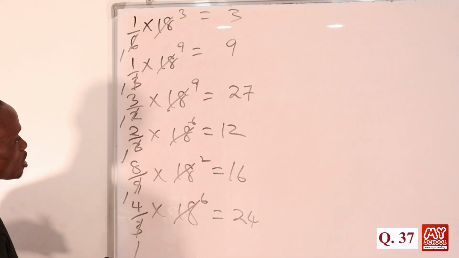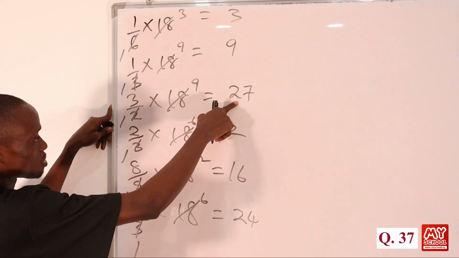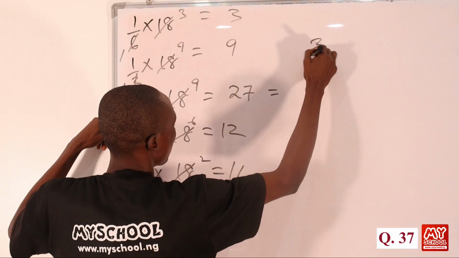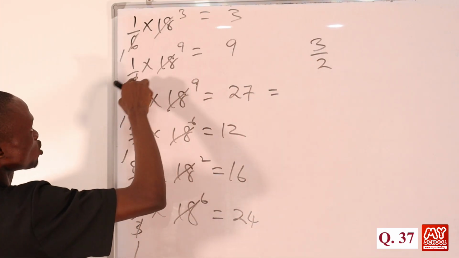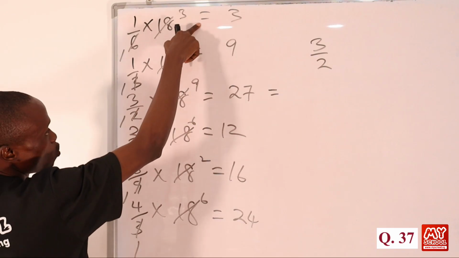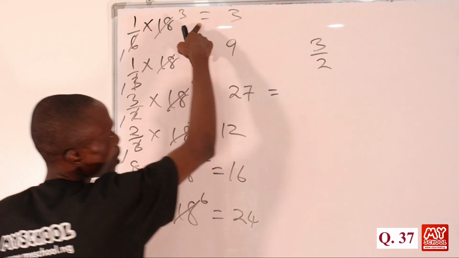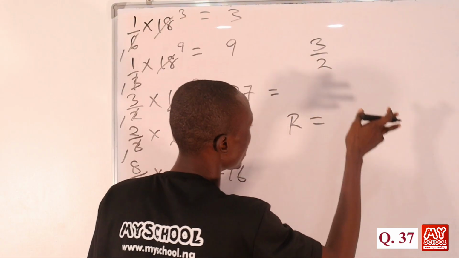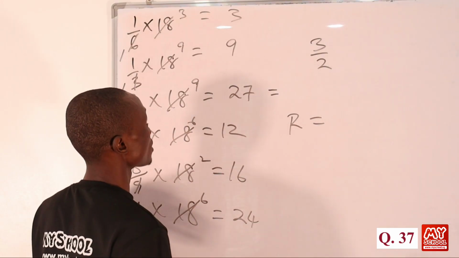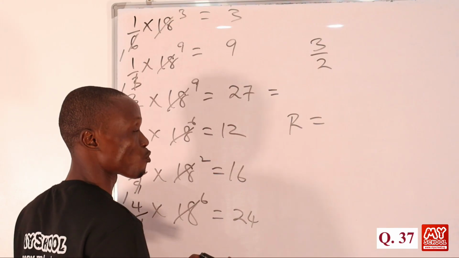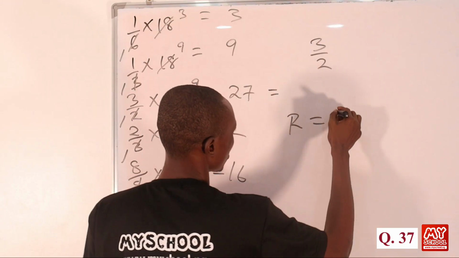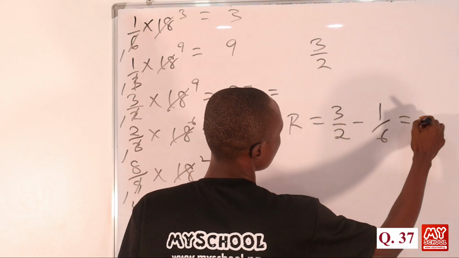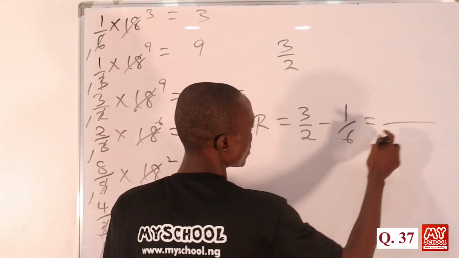So the largest fraction is the one with the highest value, which is 27. So the largest fraction is 3 over 2, while the smallest fraction is 1 over 6. To calculate the range, we simply subtract the smallest fraction from the largest one. So we have 3 over 2 minus 1 over 6. The LCM of 2 and 6 is 6.